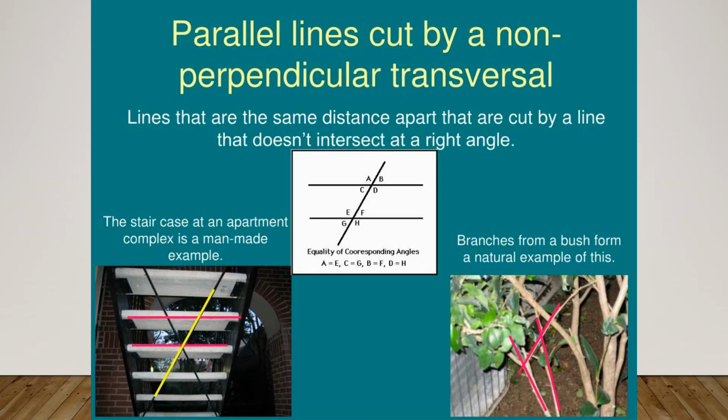Parallel lines cut by a non-perpendicular transversal. The lines that are the same distance apart that are cut by a line that does not intersect at a right angle. For example, a staircase at an apartment complex is the man-made example. Branches from a bush form a natural example of this.